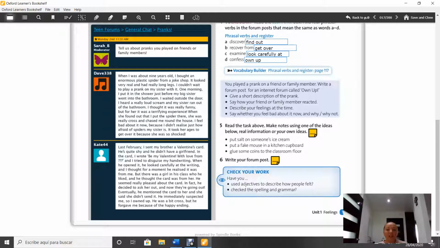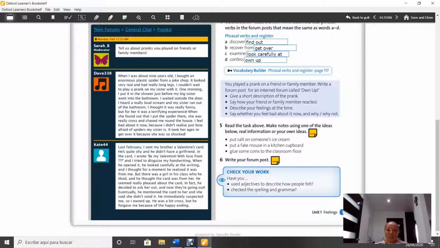Here in exercise 5, you have some ideas. If you don't have any experiences about jokes, maybe you can imagine what will happen if you play a joke like this. Put salt on someone's ice cream, put a fake mouse in a kitchen cupboard, or put some glue onto coins on the classroom floor. Okay? So if you don't have any real experience, you can imagine and describe something similar from these ideas that you have in exercise 5. Okay?